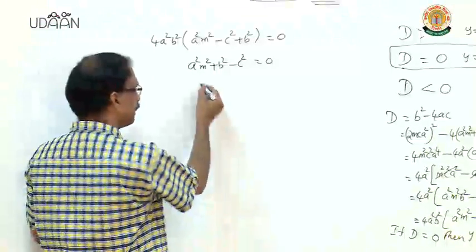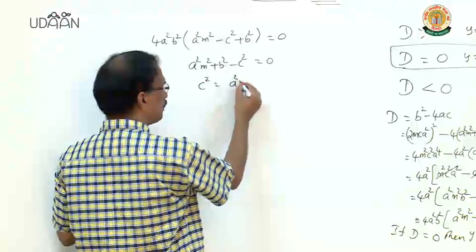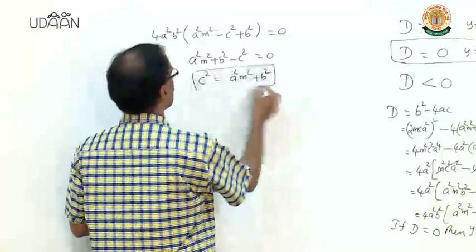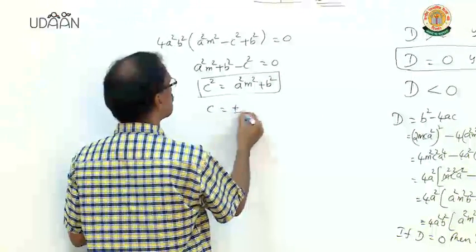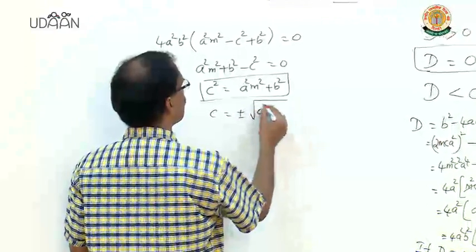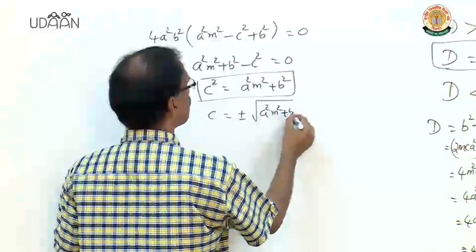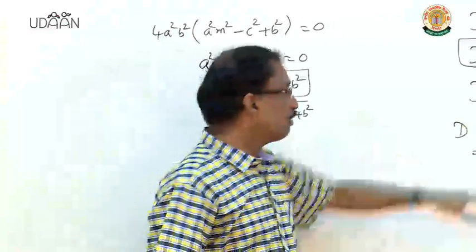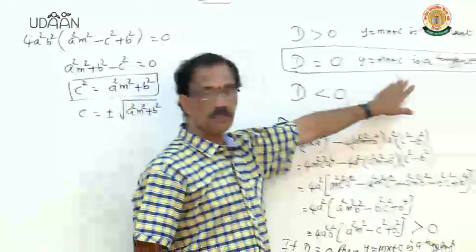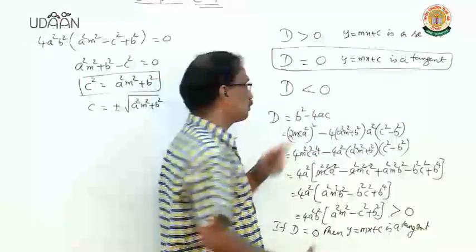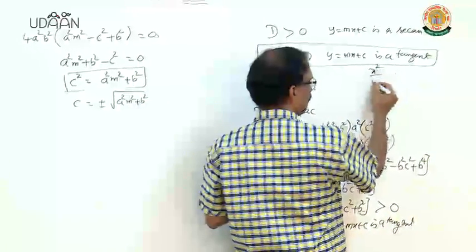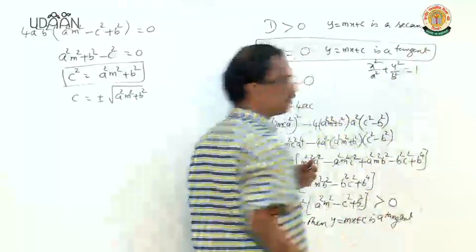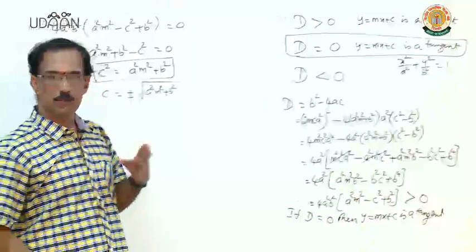You will get c square equal to a square m square plus b square as a condition, or c equals plus minus root of a square m square plus b square is the condition for a line y equal to mx plus c to be a tangent to the ellipse x square by a square plus y square by b square equal to 1. Understood?